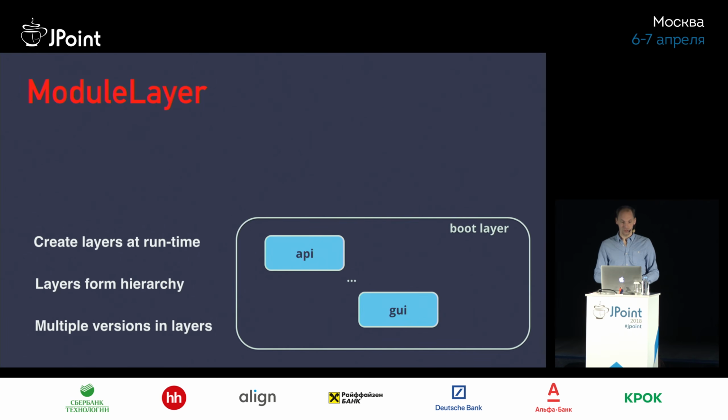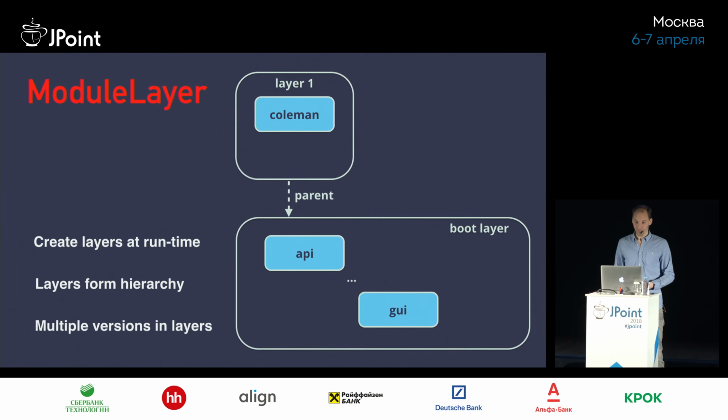But fortunately, there's a solution for this as well, because you also have a so-called ModuleLayer API that allows you as a developer to create new layers at runtime yourself. And these layers form a hierarchy. So what you could do is start your application with fewer modules on the module path. So in this case, we only have our API module and the GUI frontend module, but not any of the analysis implementation modules. And then at runtime, you might create a new layer that contains new modules that you load at runtime. So here we have this Coleman module that we load into a new layer at runtime.